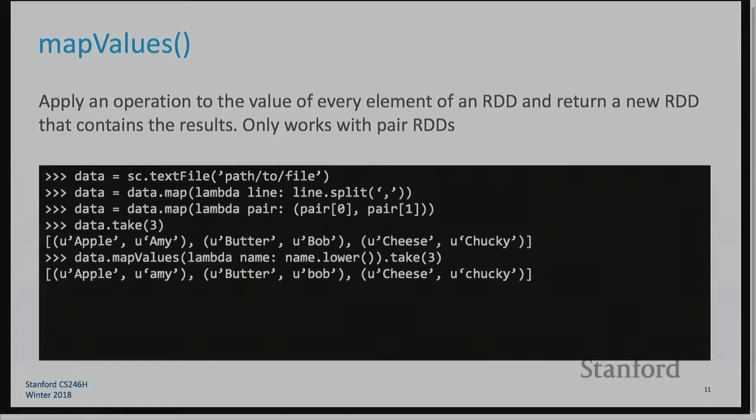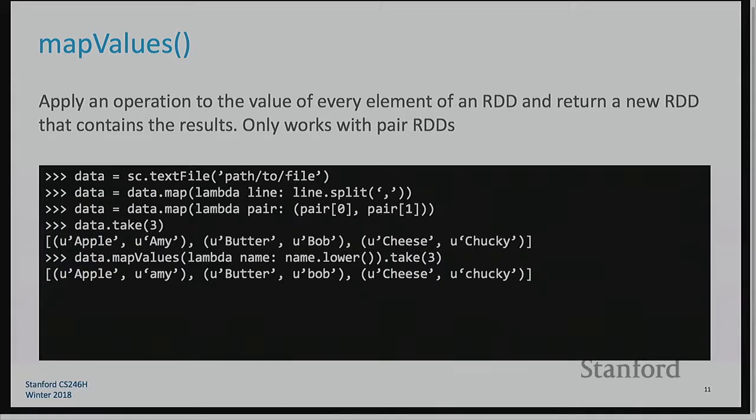All right, map values. Really just a convenience function. It is a way to do a map when you're not going to modify the key. Because it is map values, it only works on pair RDDs. So in this case, I take my text file, I did my same thing, so I map it to split, and then I map it again to only the first letter of each of those pairs. Is that what I did? Yes, that's what I did.